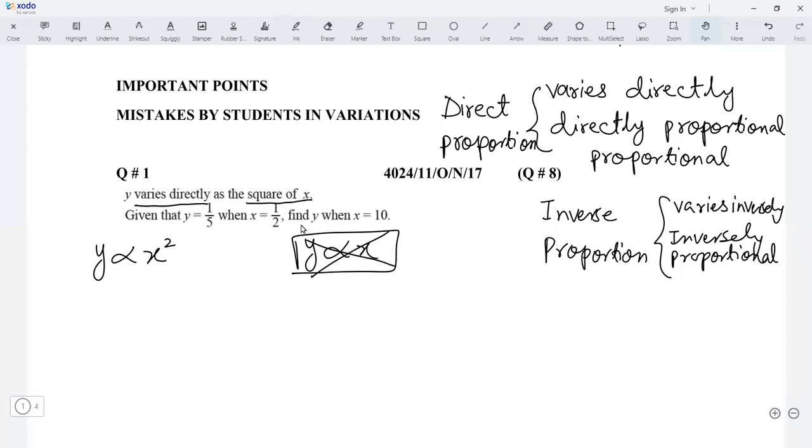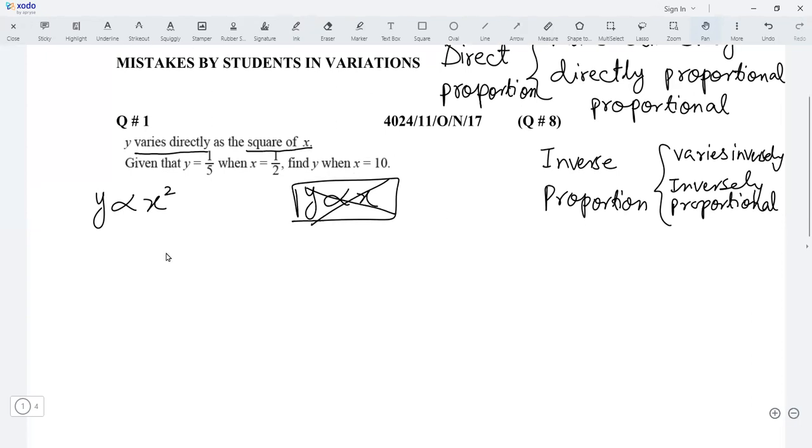I'm going to solve this question, and during the solution I will let you know that a few students have made this mistake, so that's why I'm repeating this question again. If y is proportional to x squared, y equals kx squared. First of all, find the value of k. This is the first step of these types of questions. Write down in place of y 1 over 5, and k will be written as it is, and x squared is basically 1 over 2 squared.